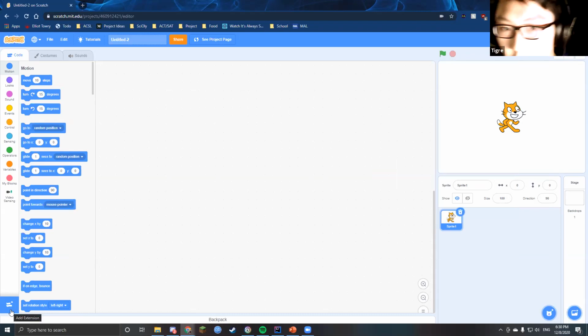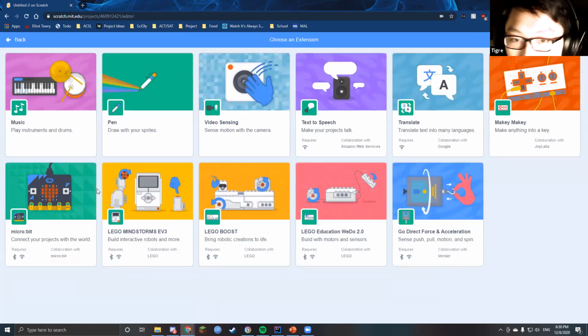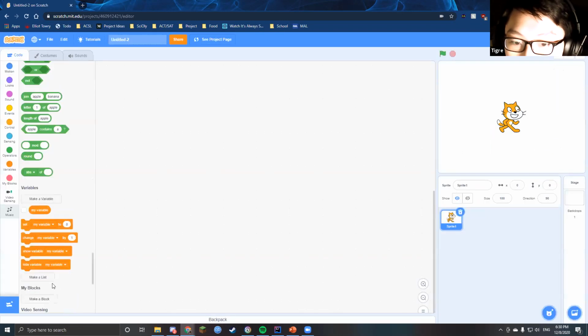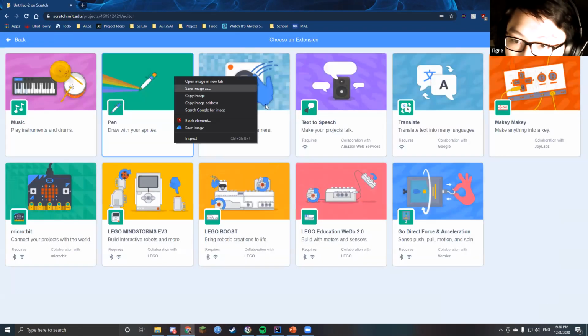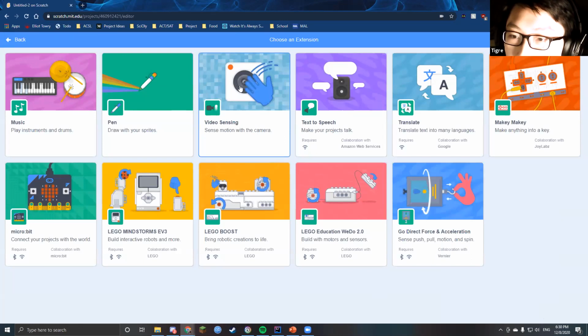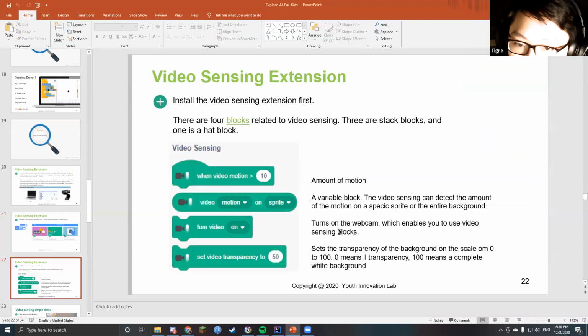All right, so the first step is to install all the different modules, which is done with this little button in the lower left corner here, which allows you to install all the extensions. The three that you'll need are the music extension, the pen extension, nice little rainbow there, and the video sensing extension right there. And those are the icons there.